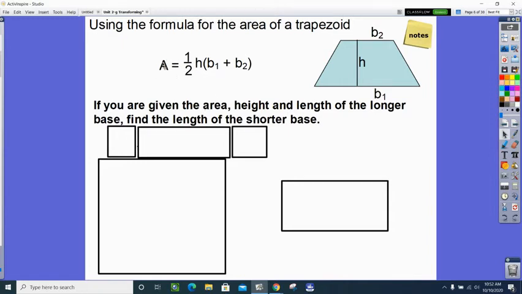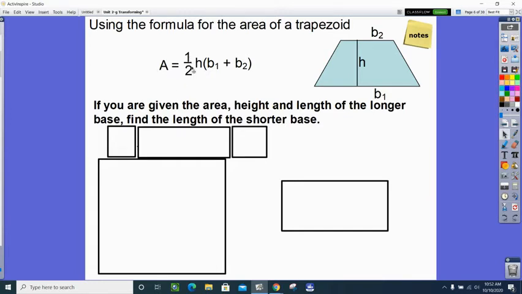So right now it is solved for area. If you're given the area, the height, and the length now of the longer base, find the shorter base. So we need to solve for B2. See them right here? We want to solve this one for B2. Now, the first thing you're going to be tempted to do is multiply and use the distributive property. But when you do that, you're going to complicate the coefficient of the B2. It's already 1. So what we actually want to do is, can we get rid of this 1/2?